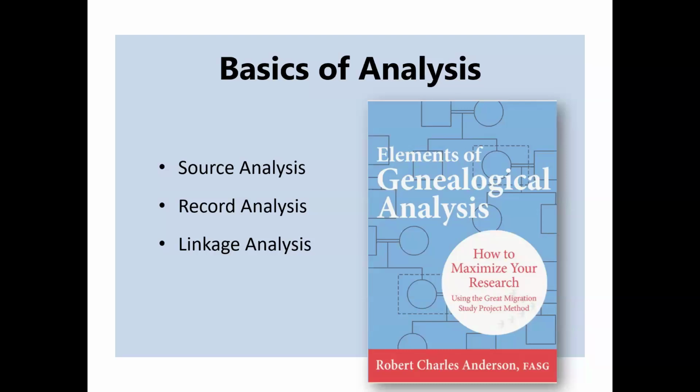The really good basic volume on analysis is Robert Charles Anderson's Elements of Genealogical Analysis. And he breaks that down into three different types: source analysis, record analysis, and linkage analysis. Now, for the purposes of today, we're really going to just focus on source and record, but the two of those go together.